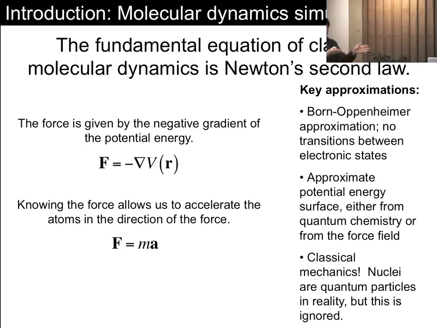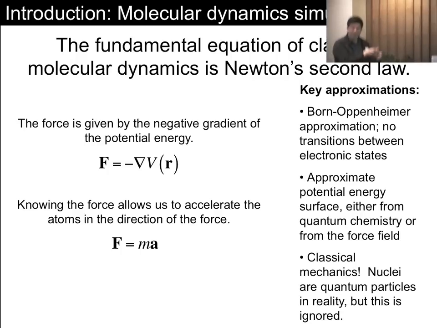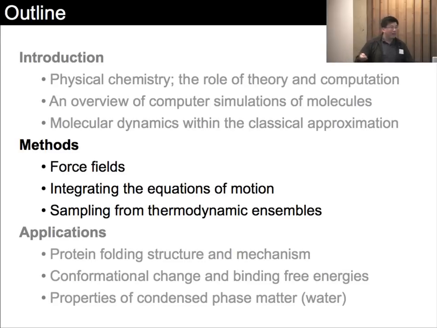Of course, this is also an approximation because atoms themselves are quantum mechanical, right? But we're going to move them according to the laws of classical mechanics. The key approximations that we're going to be making here, that there's no electronic transitions, of course. It's an approximate potential energy surface. We can never really get an exact potential energy surface. And we're using classical mechanics for the atoms. Okay, so now to talk about more details of the methods.